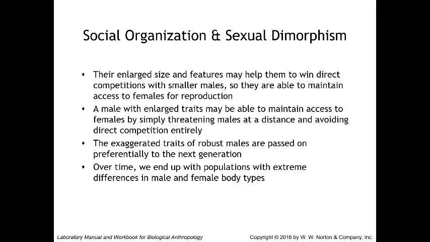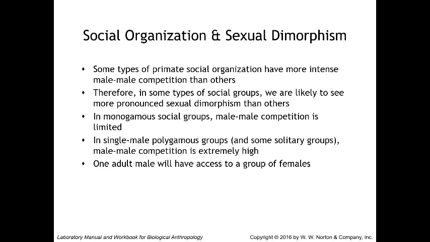Because sexual dimorphism relates to male-male competition, it also relates to social organization. Some types of primate social organization have more intense male-male competition than others. Therefore, in some types of social groups, we're likely to see more pronounced sexual dimorphism than others. In monogamous social groups, male-male competition is limited, so we don't really see it.